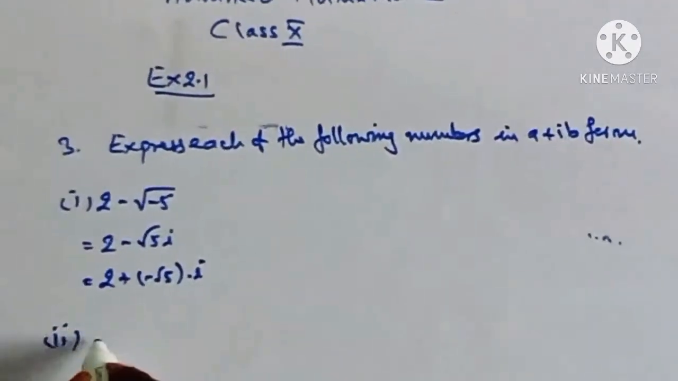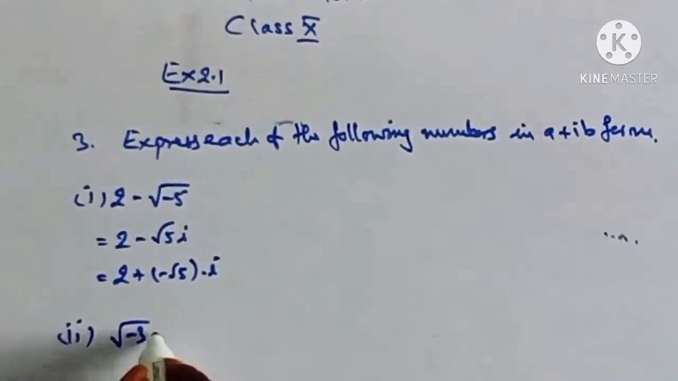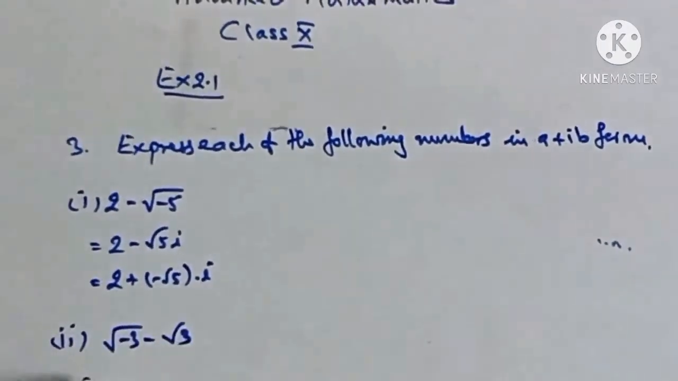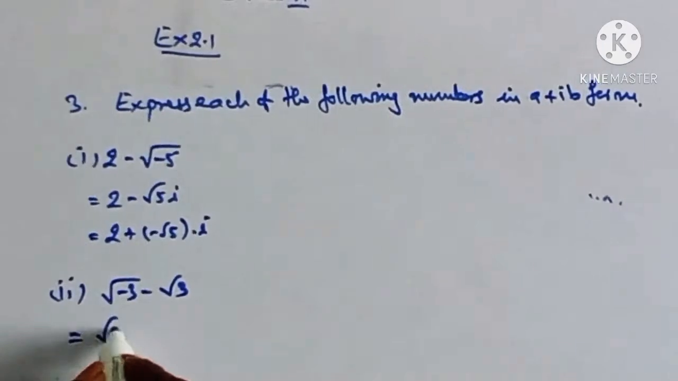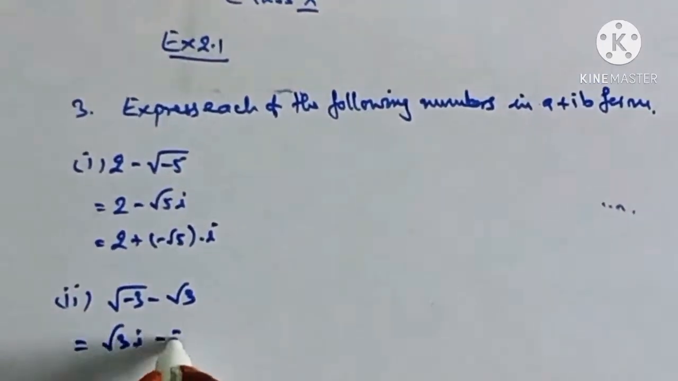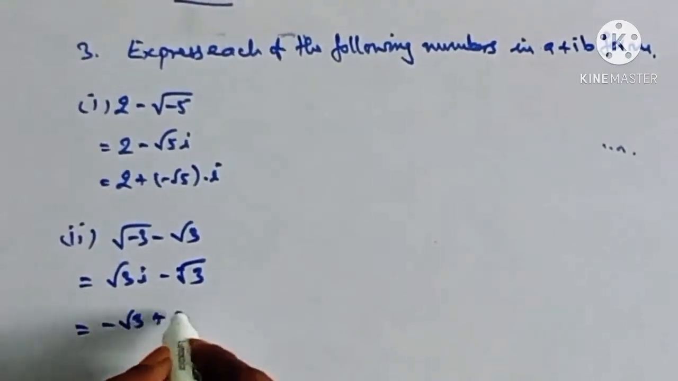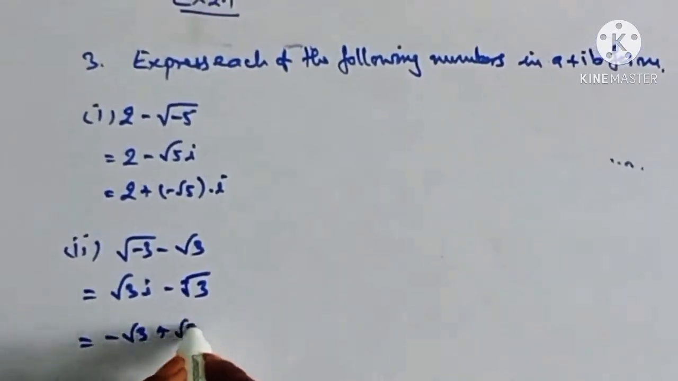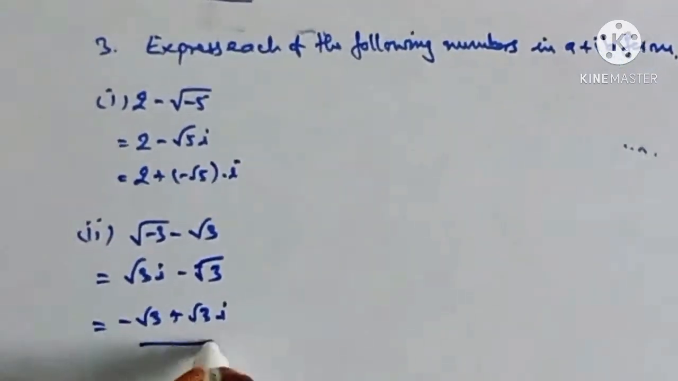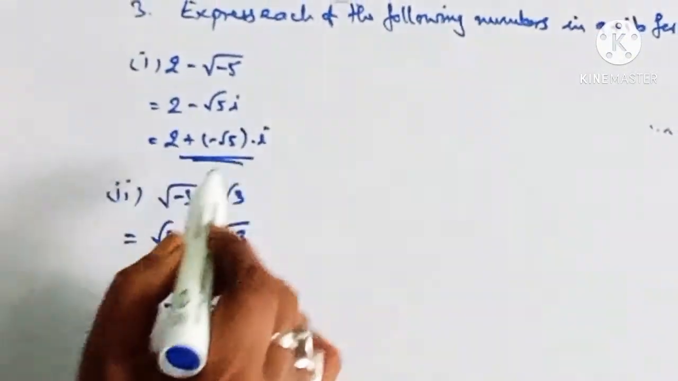Similarly, root minus 3 minus root 3, so this will be root 3i minus root 3, so this will be minus root 3 plus root 3i. This is the answer. These are the answers.